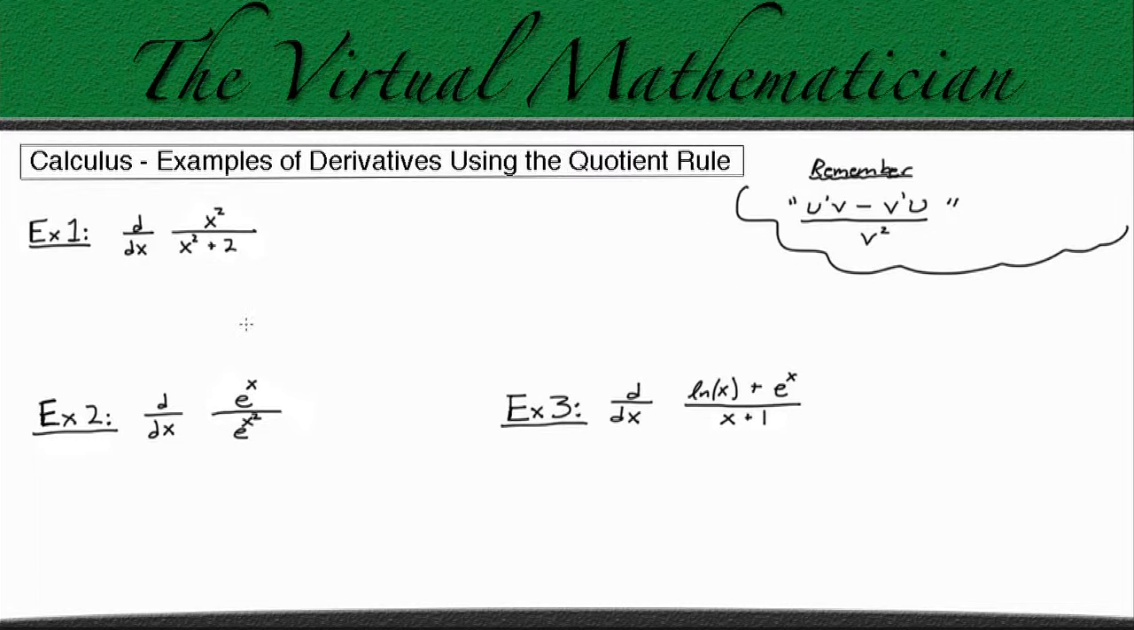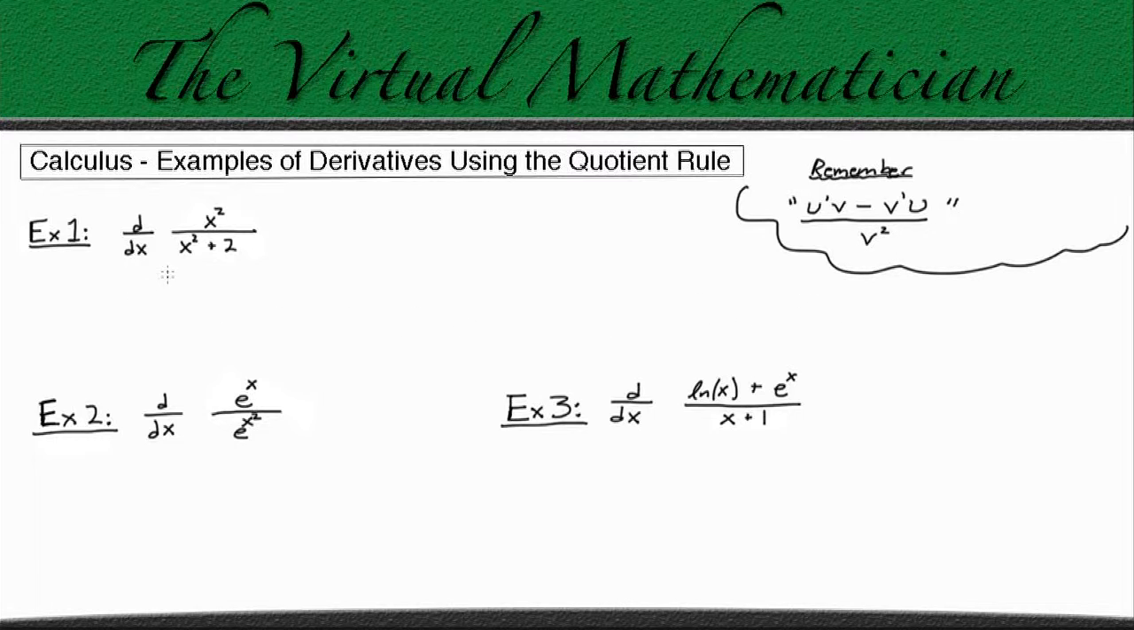Okay, so the quotient rule says if we let our top function equal u and our bottom function equal v, then the derivative is equal to u prime v minus v prime u all over v squared. So now let's look at some examples.